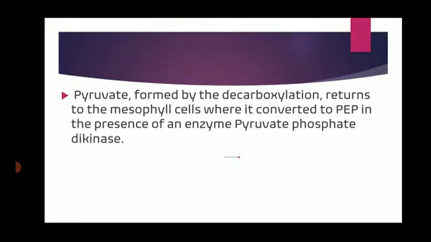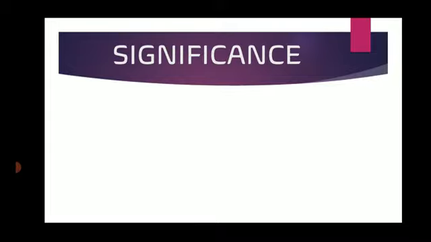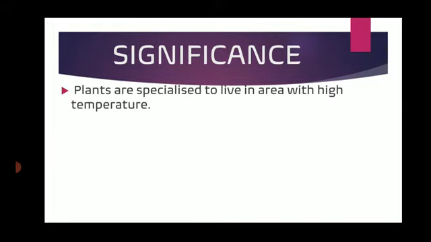The pyruvate thus formed by decarboxylation returns to the mesophyll cells, where it regenerates phosphoenol pyruvate, that is PEP, in the presence of the enzyme pyruvate phosphate dikinase. So this is what the reaction is all about. That's about the biochemical pathway of the C4 cycle, and let's talk about its significance.